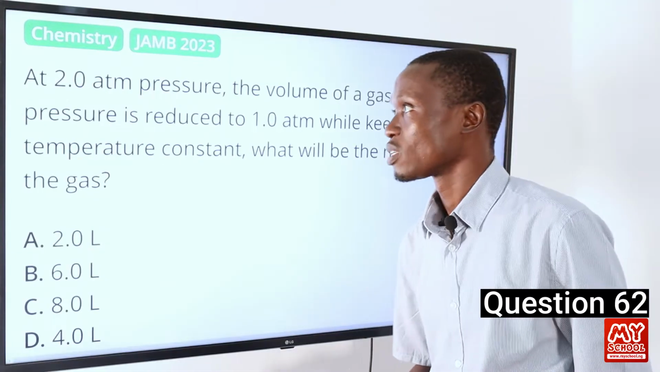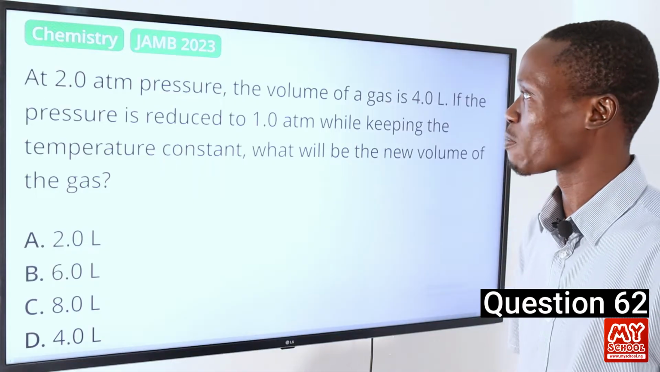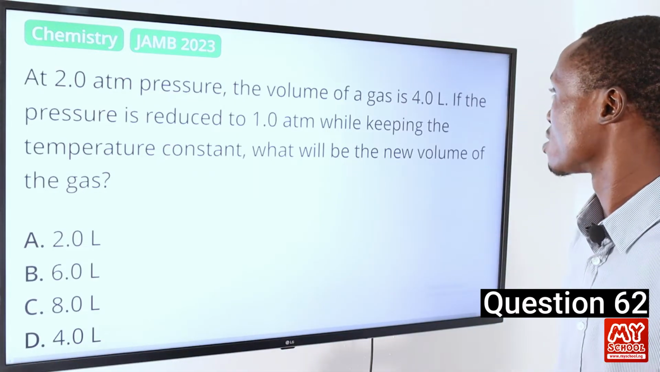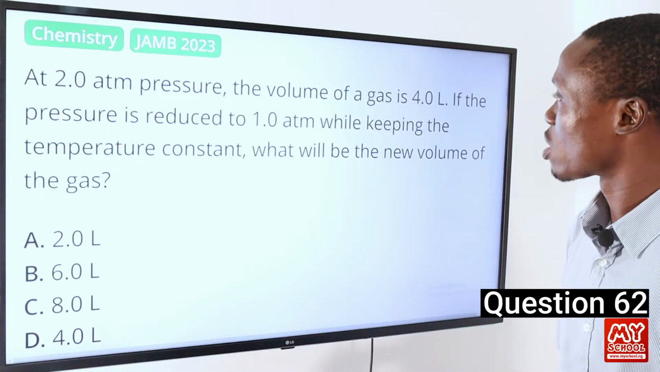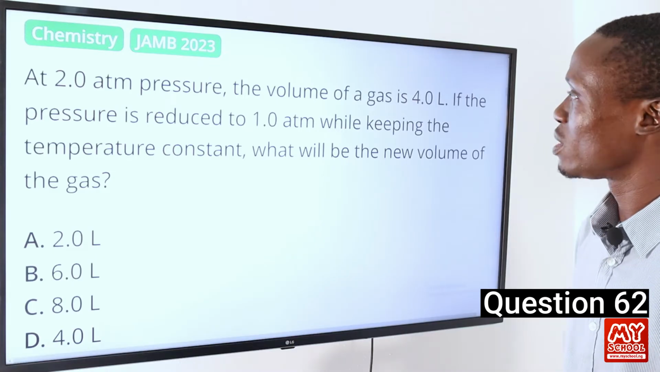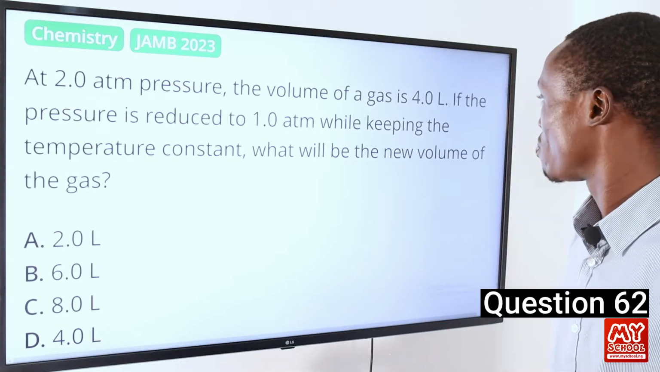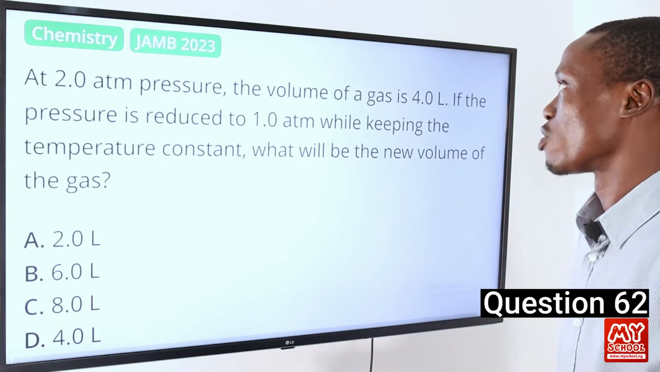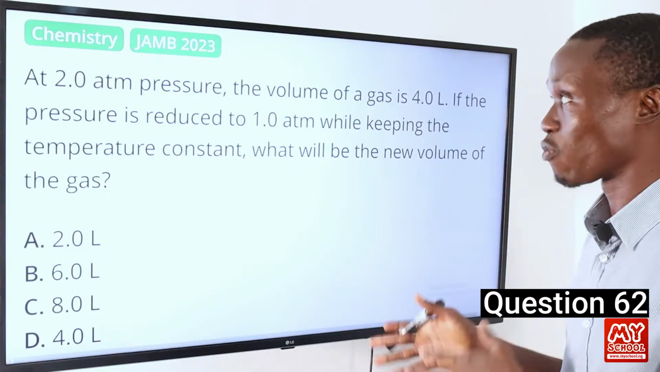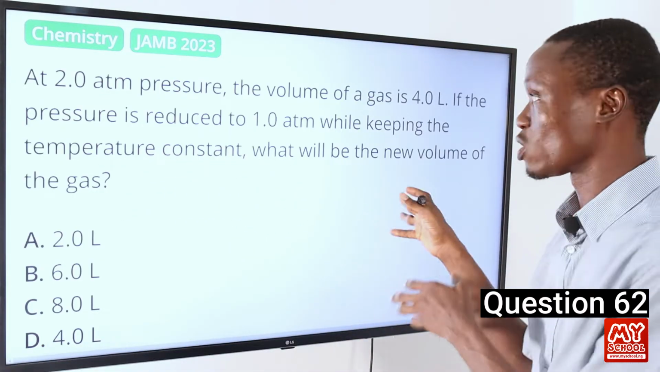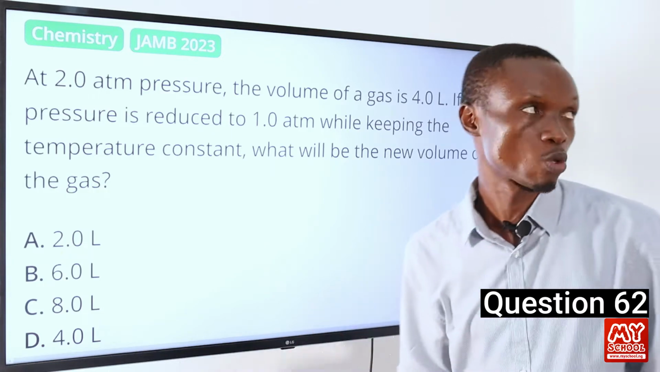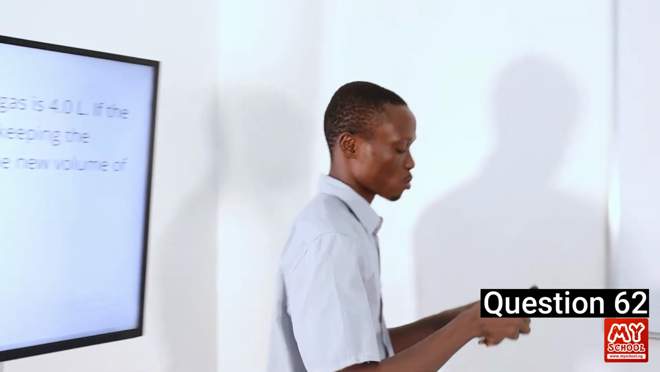Question 62. At 2.0 atmosphere pressure, the volume of a gas is 4.0 liter. If the pressure is reduced to 1.0 atmosphere while keeping the temperature constant, what will be the new volume of the gas? So this question involves pressure and volume only, okay, because temperature here is constant. So we are going to be solving this question applying Boyle's law. So let's move over to the board to solve it.